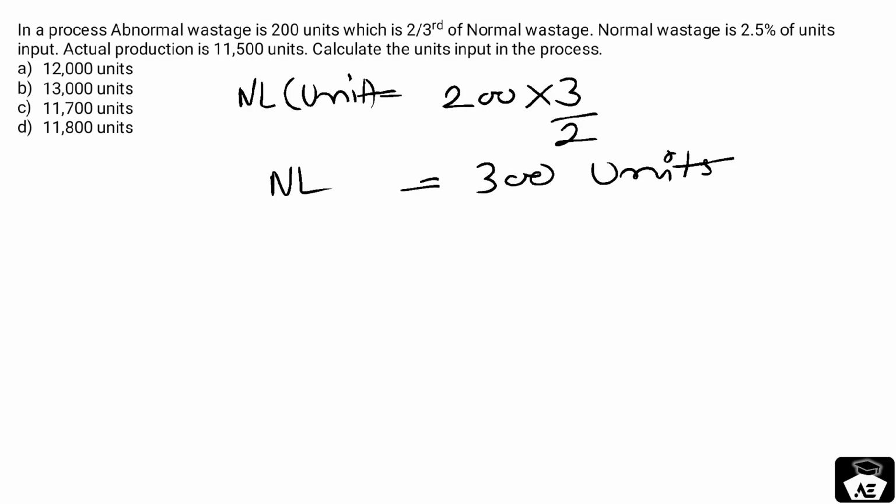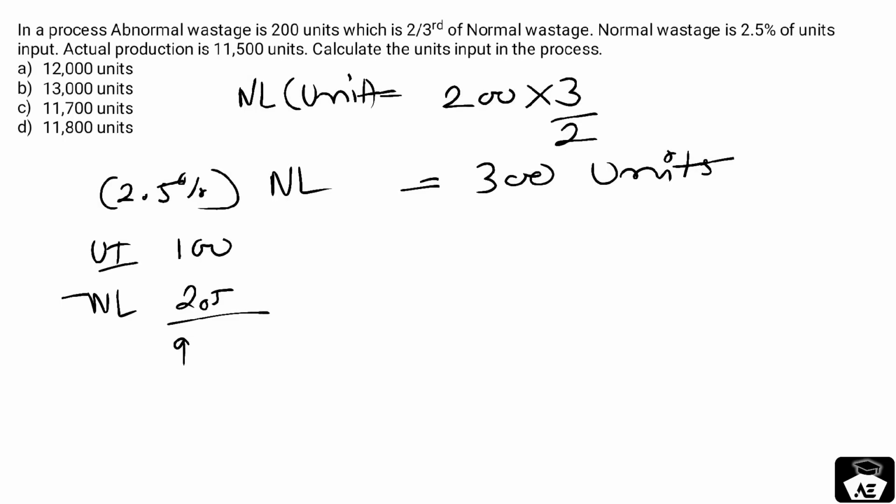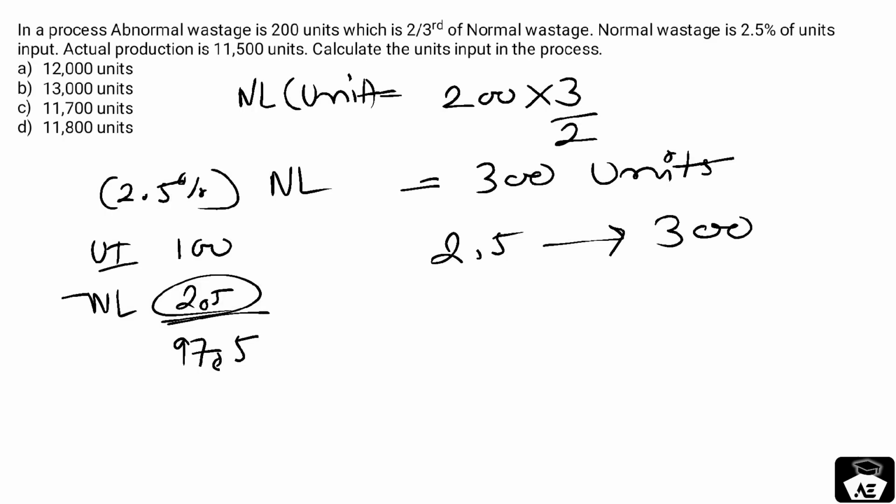Now this normal loss is 2.5% of unit introduced. So simply, if normal loss is 2.5%, then rest of the units will be 97.5%. Suppose it will be like this. Suppose unit introduced is 100 less normal loss is 2.5%. So rest of the units will be on 97.5%. So right now you have the value of this 2.5%, that on 2.5 the units are 300.